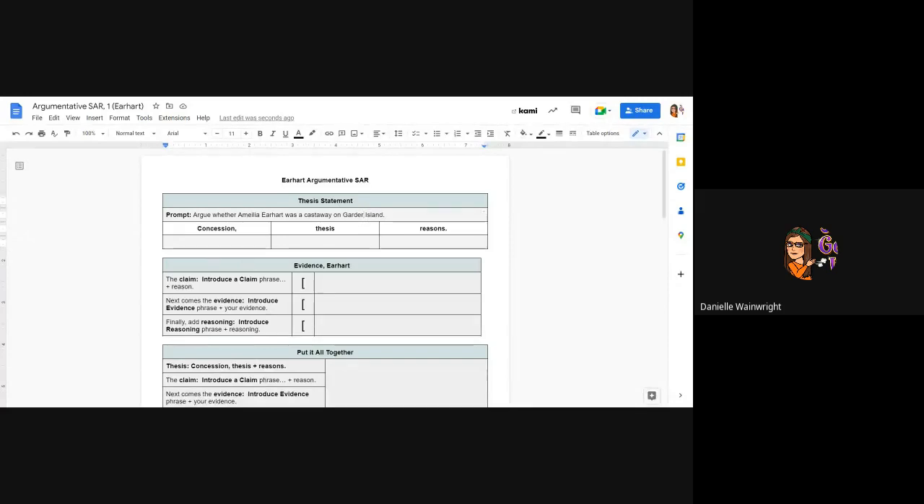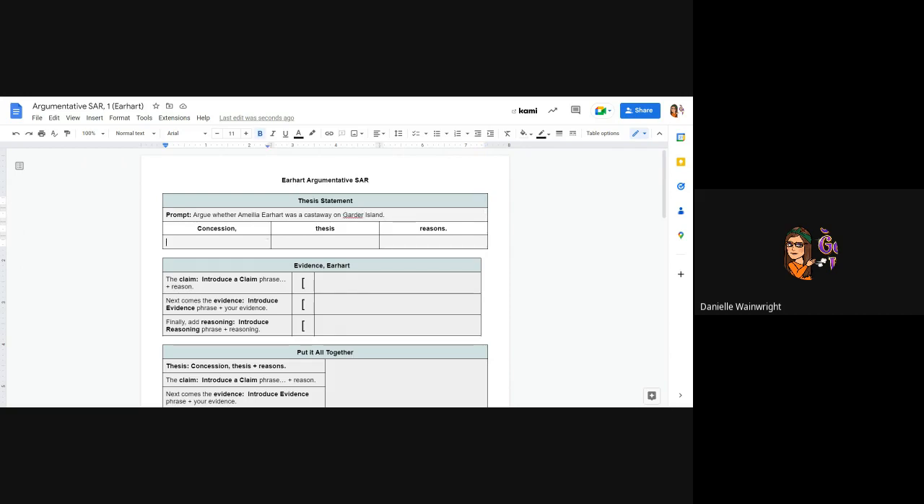The first thing you need to do, of course, is look at your prompt. What are you being asked? So I'm asking you to argue whether Amelia Earhart was a castaway on Gardner Island. Of course, when you're doing a full argumentative paper, you'll have more research than just one text. But right now, we're just writing a short answer response, and we're really just practicing how to do that. So it's fine that you just have one.